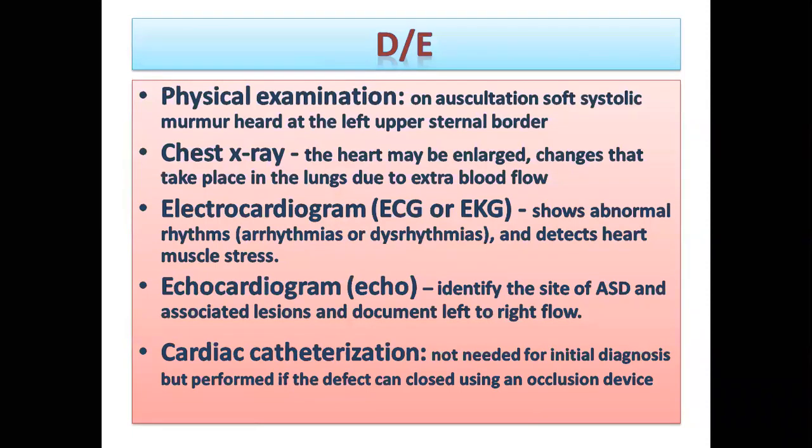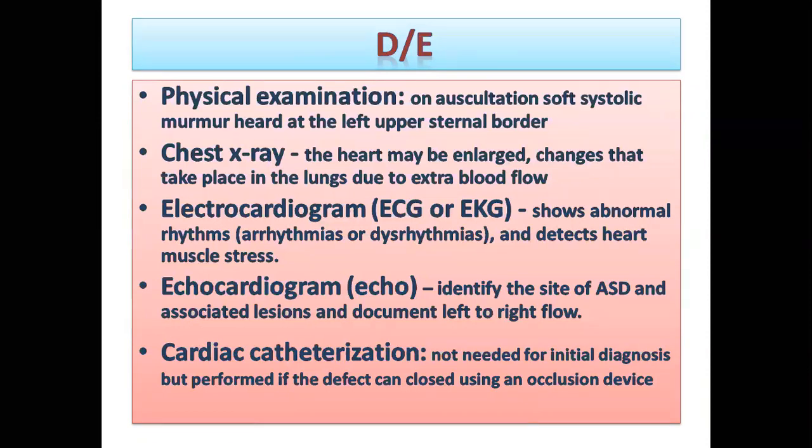Rhythm will not be maintained over the ECG reading. At the same time, you can see the excess muscle stress. Then echocardiogram. Echo identifies the site of ASD and associated lesions and documents left to right flows. So here under the echocardiogram, we can clearly diagnose ASD and associated lesions. At the same time, we can document how much flow from right to left or left to right is mixing.